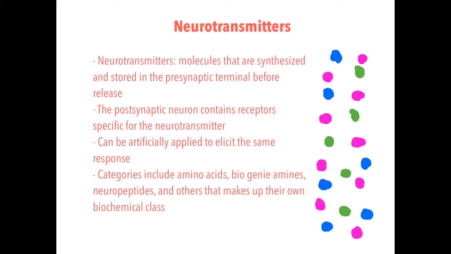So that concludes the neuronal signaling portion of the screencast, and now we're going to talk about the synaptic transmission portion. So synaptic transmission, the chemical portion of that, depends on neurotransmitters. Neurotransmitters are molecules that are synthesized and stored in the presynaptic terminal before release. The postsynaptic neuron contains receptors specific for the neurotransmitter. When artificially applied to a postsynaptic cell, the neurotransmitter elicits the same response that stimulating the presynaptic neuron would. Categories of neurotransmitters include amino acids, biogenic amines, neuropeptides, and others that make up their own biochemical classes.